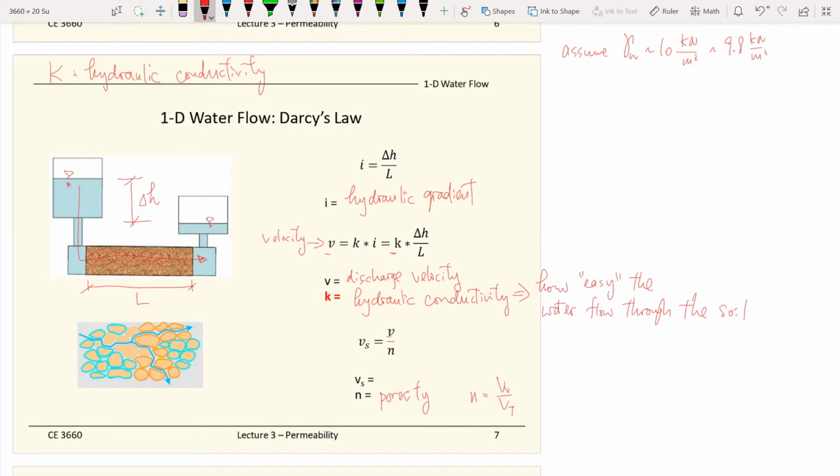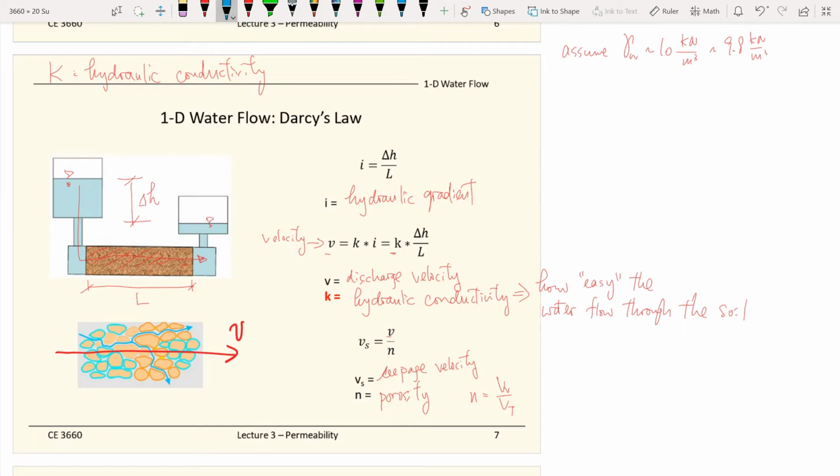So if we divide the discharge velocity by the porosity, then we get the seepage velocity. Seepage velocity means that if we just talk about discharge velocity, then we are talking about the water going through the soil in a straight path flow. This is a good approximation, but may not be truly accurate.